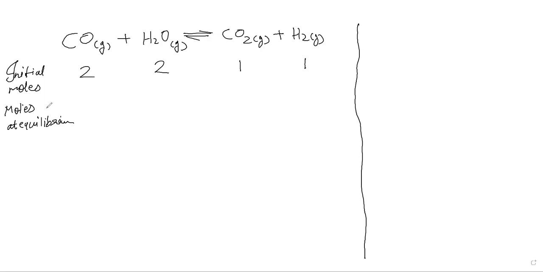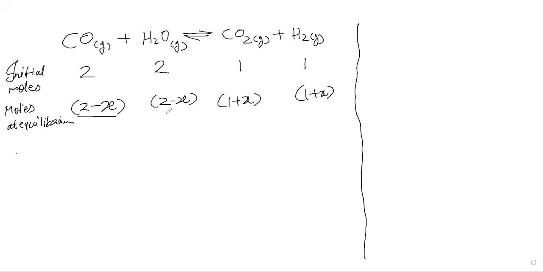So how many moles of carbon monoxide are left at equilibrium? I can write 2 minus X, supposing X moles of carbon monoxide react with X moles of water. Then the moles at equilibrium are 2 minus X, and the moles of water are again 2 minus X. To give X moles of carbon dioxide, so the number of moles of carbon dioxide increases by X. So we get 1 plus X here, and hydrogen also 1 plus X. So we get this information here.